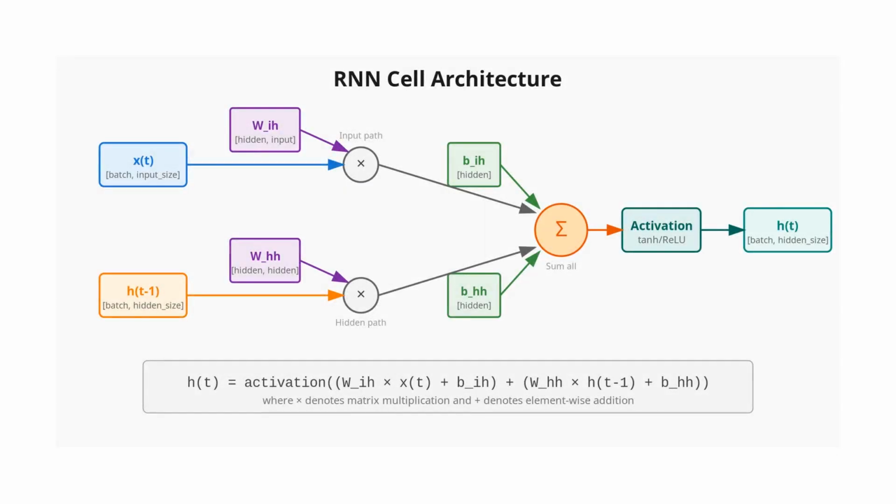Let's visualize the RNN cell architecture. The RNN cell is the fundamental building block of RNN layers. It processes one time step at a time, maintaining a hidden state that captures temporal information. Looking at this diagram, you can see how the cell takes an input at time t, combines it with the hidden state from time t-1, and produces a new hidden state. This hidden state carries forward the temporal context.